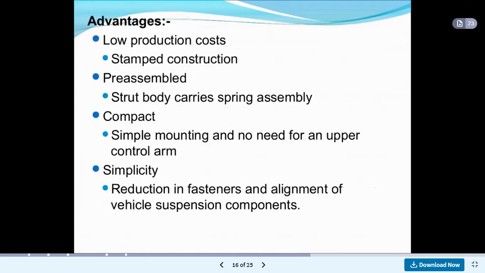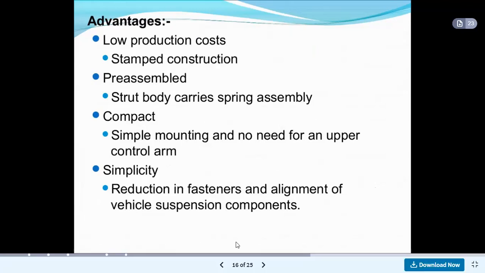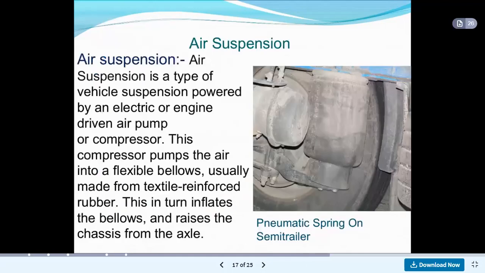If we consider the advantages, low production cost is there, stamped construction, then pre-assembled. The strut body carries the spring assembly. It is compact in size, with simple mounting and no need for an upper control arm. Simplicity is there, and a reduction in fasteners and alignment of vehicle suspension components. So this is the strut. Next is air suspension.